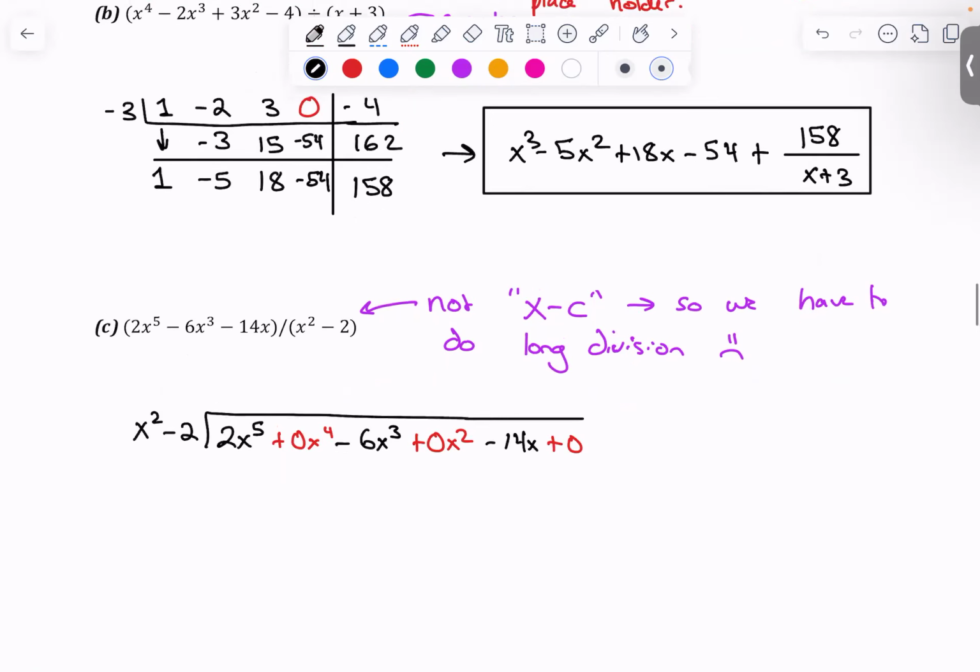The answer is going to be 2x cubed minus 2x plus negative 18x over x squared minus 2. All right, so check that on your own time. I really recommend just practicing it once. Even just one practice problem is better than nothing. Okay, any questions on that?